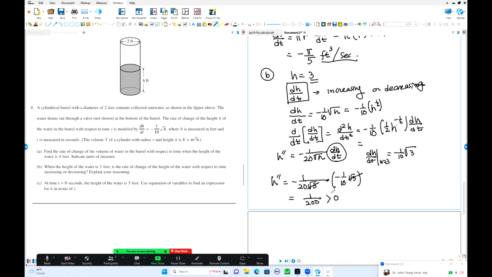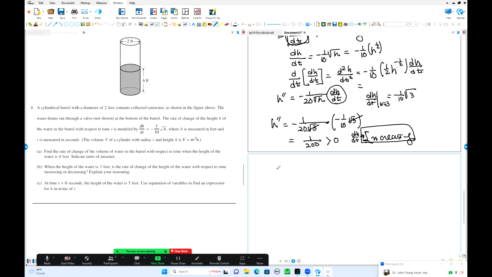The second derivative of h is positive, which means the first derivative is now increasing. Are you okay with this? That's the reason: the second derivative is positive, so the first derivative is increasing. So the answer is increasing. Not h, okay? This one, dh/dt, is increasing.